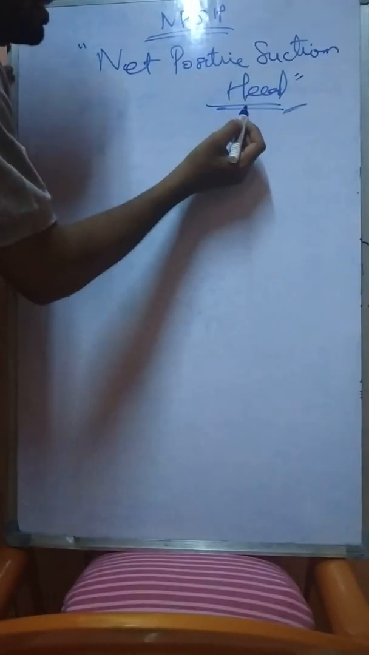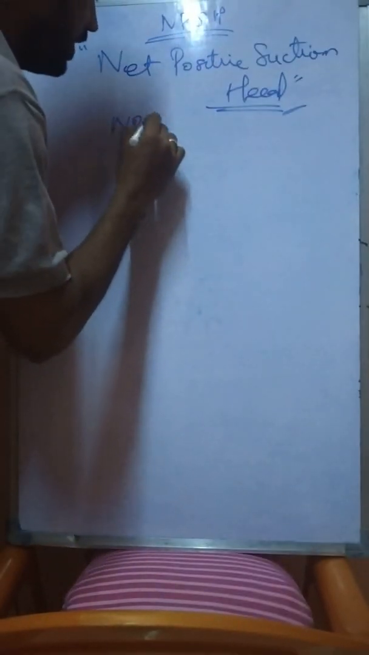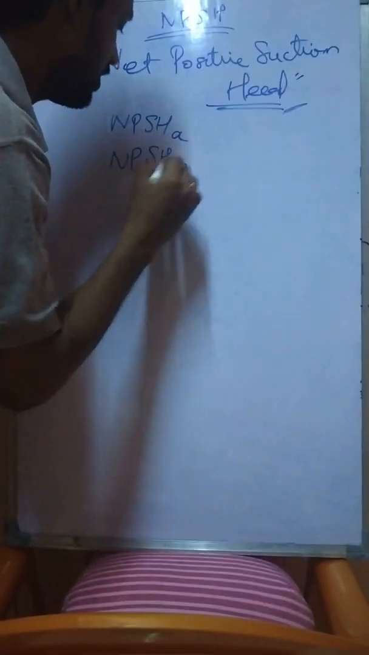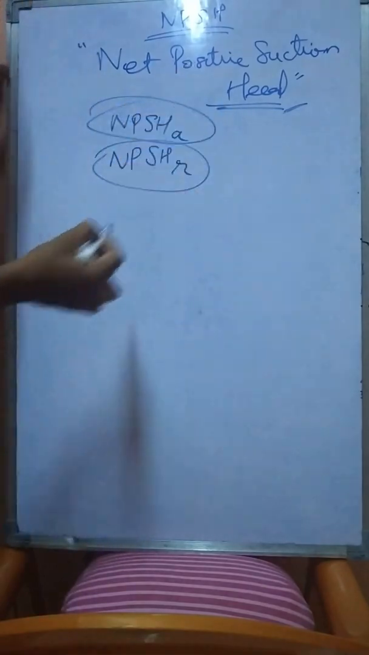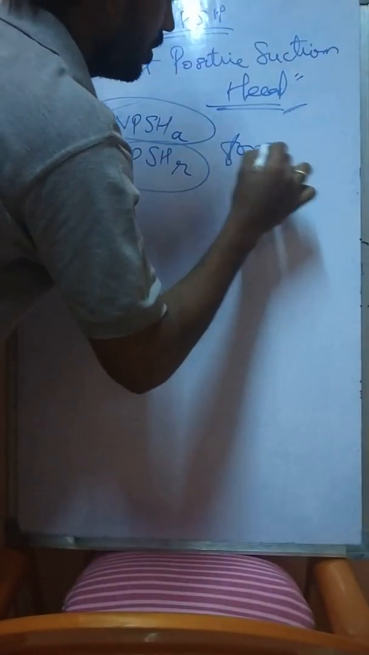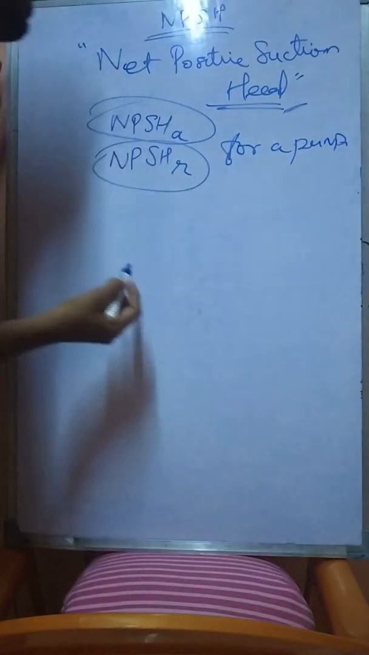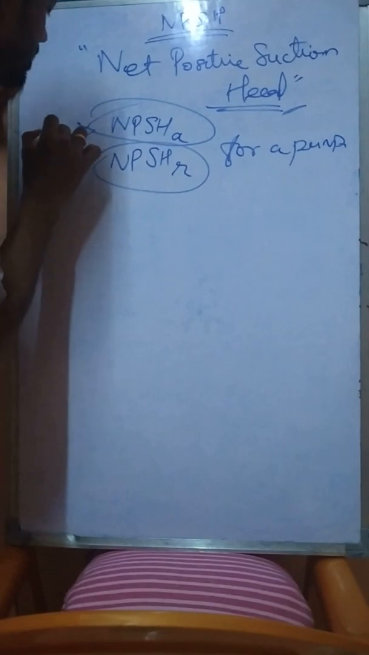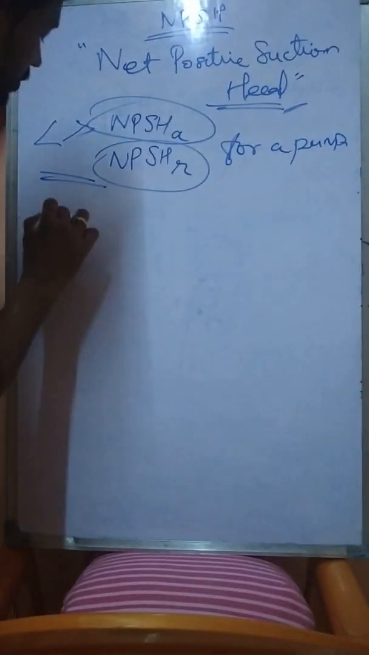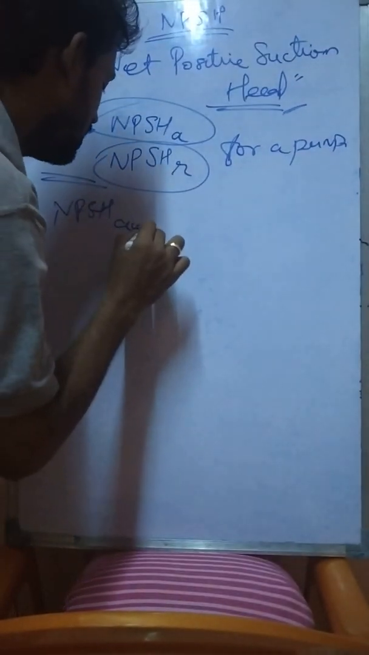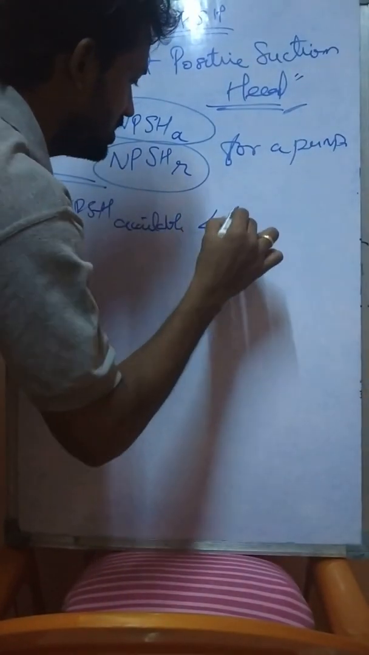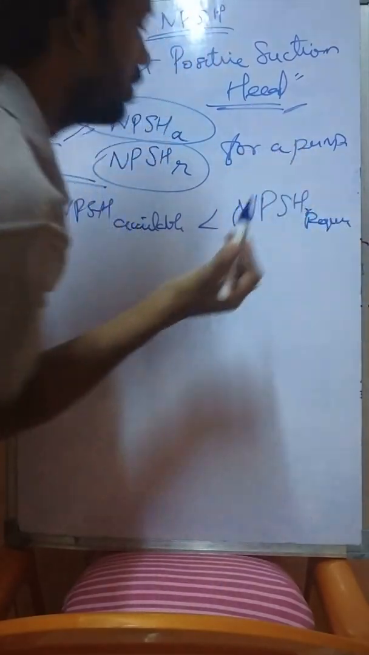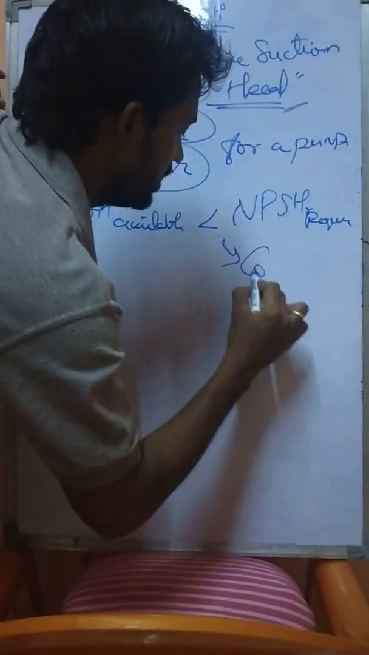There are two things: NPSH available and NPSH required. These two things are very important for a pump. So what happens if NPSH available is less than NPSH required, which we denote with R? It will lead to cavitation.